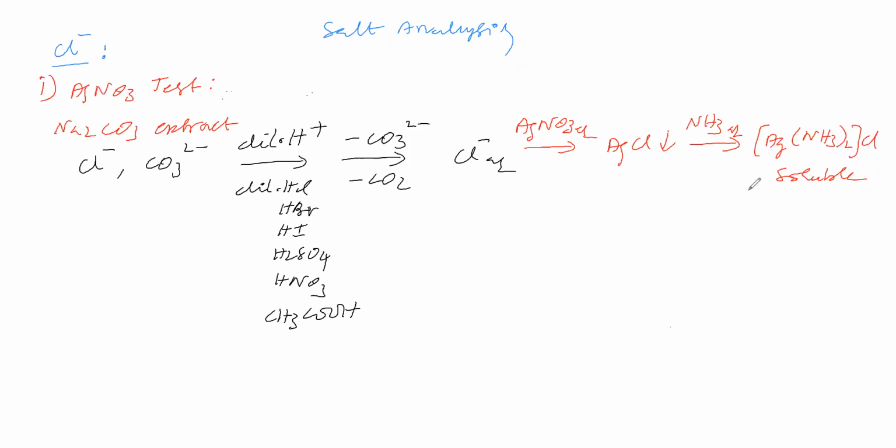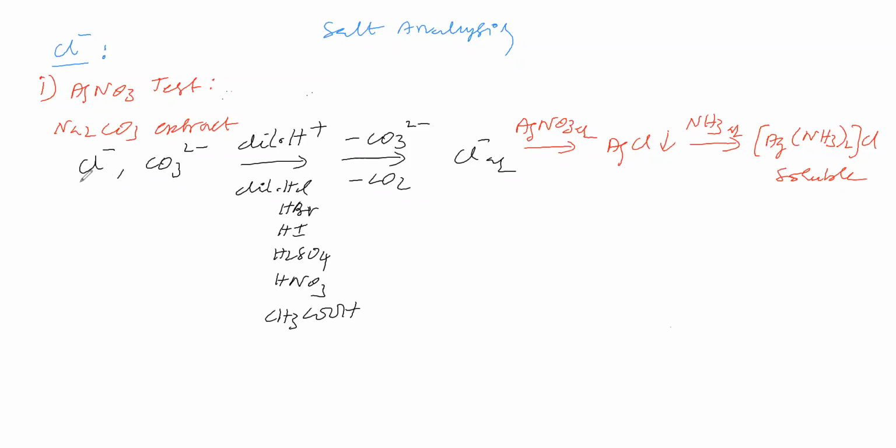Now let us see which dilute acid we should add in order to remove excess carbonate present in the sodium carbonate extract. For this, we will consider solubilities. First we will take dilute HCl. Can we add dilute HCl?